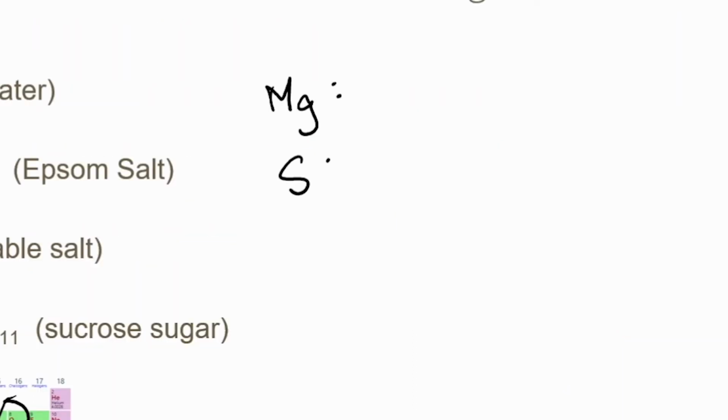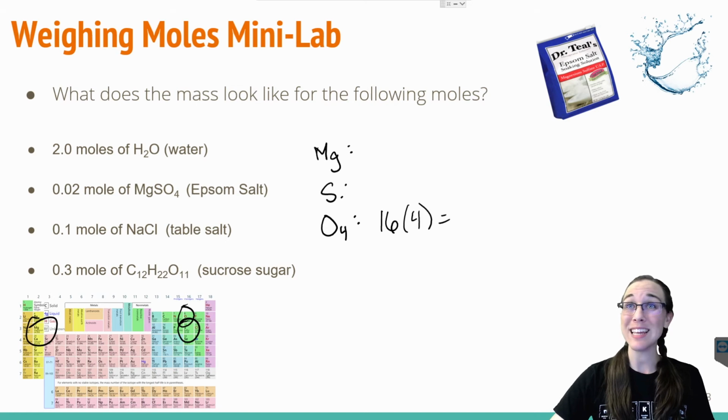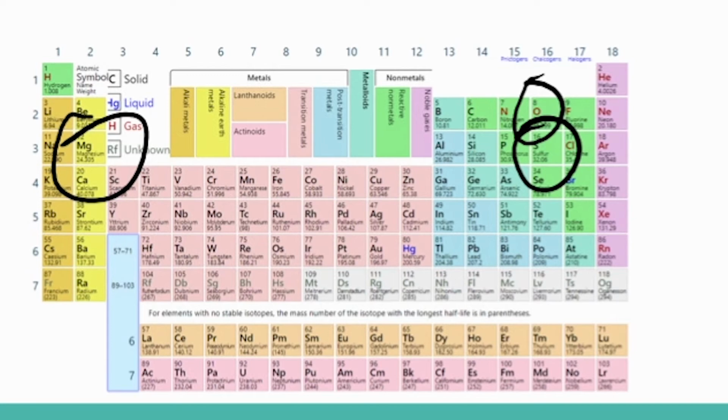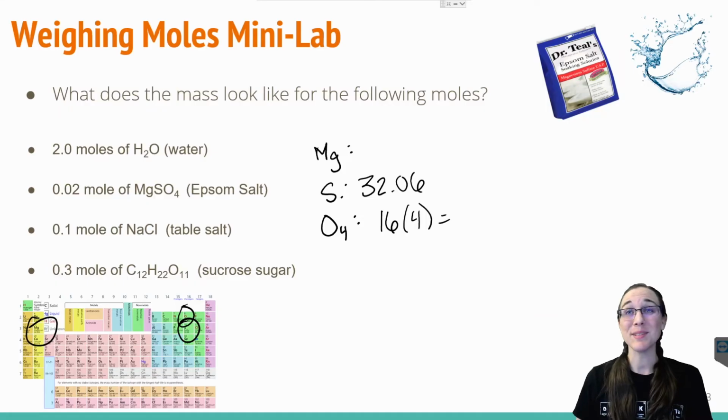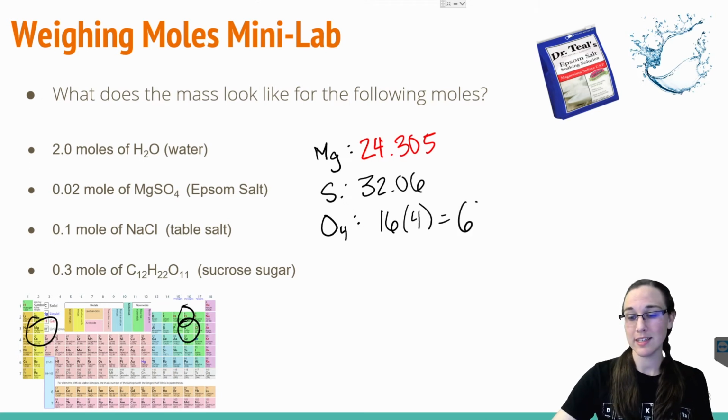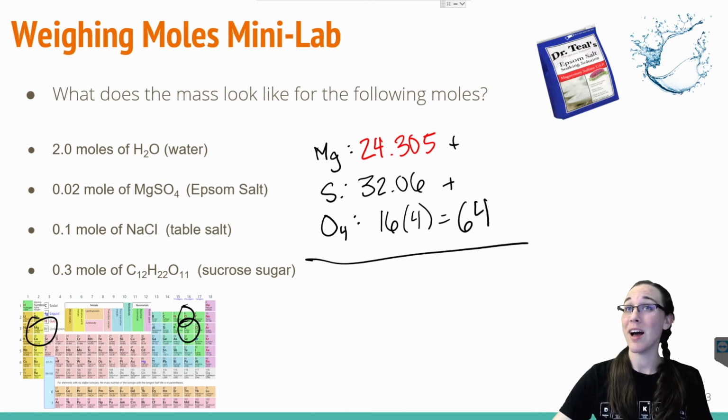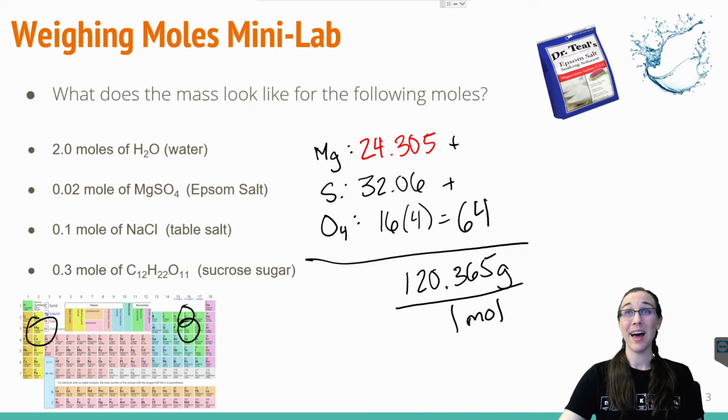Mg, S, and then there's O4, there's 4 oxygens. We know from before that oxygen has a mass of 16 per oxygen atom, and there's 4 of them. If we look at our periodic table really closely, we can see that sulfur weighs 32.06. And if we look really closely again for magnesium, magnesium is 24.305. All we need to do is multiply 16 by 4, which gives us 64, then add that with the other 2 values to get a total of 120.365 grams per mole of magnesium sulfate.